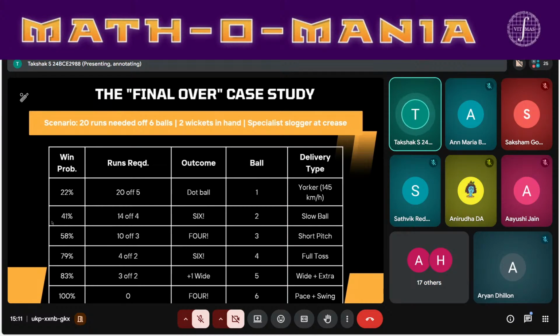And the winning probability increased almost 20% here. And for the fifth ball, it's a wide. So it's also a blunder from the bowling team side, and the runs required is still 3 of 2, and the winning probability is 83%. And on the last ball, the bowler bowled a pace plus swing combo, and the outcome is a 4, and the batting team have won.